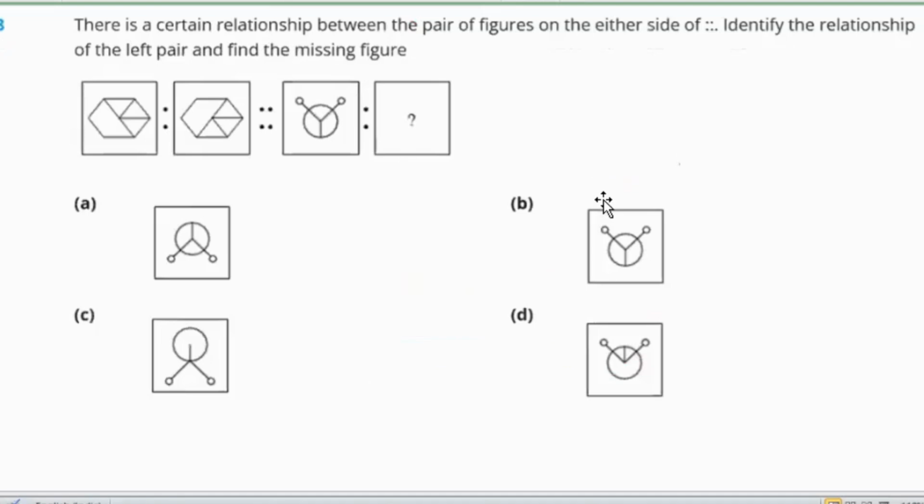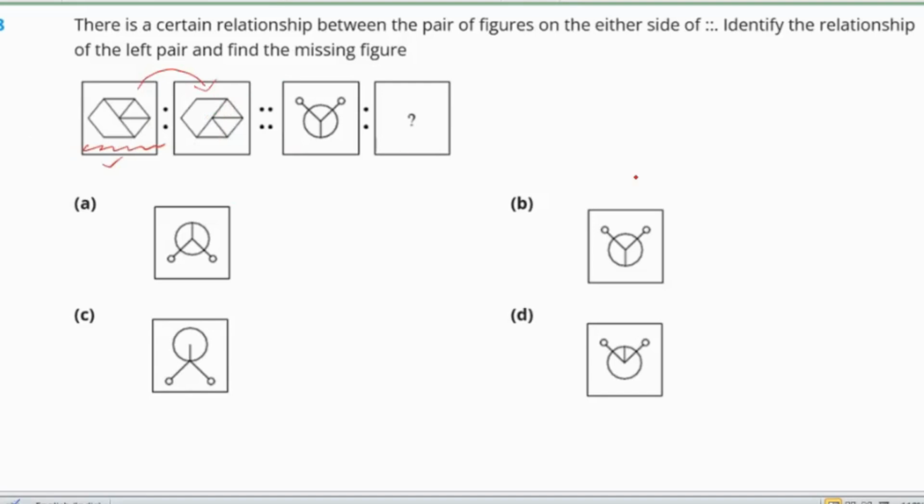Okay, let's move on. Now the next question: there is a certain relationship between the pair of figures on either side of this. We need to identify the relationship on the left pair and find the missing figure. Okay, let's see. If we place a mirror over here, or in simple language, if I need to find the water image of this figure, it will look exactly like this, correct? Yes, so this is the relationship between the two figures on the left side.